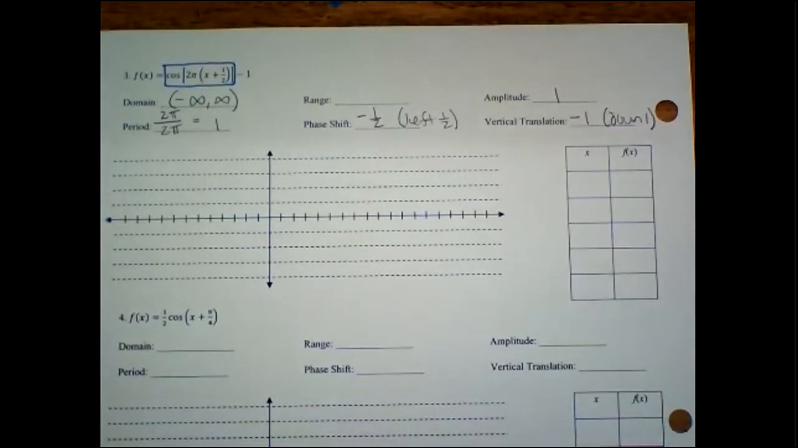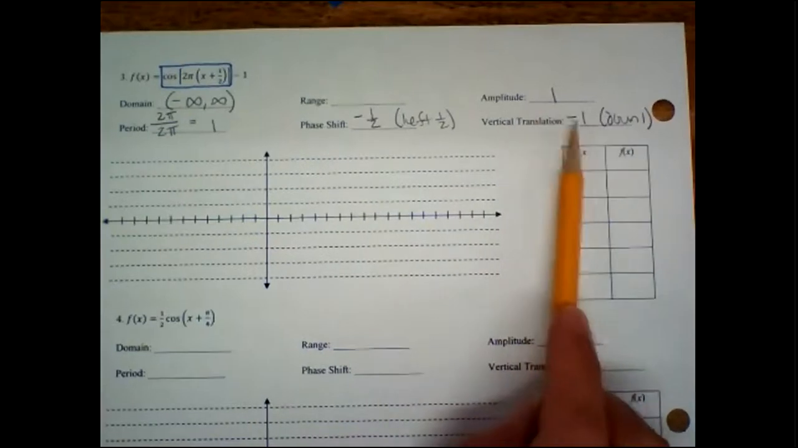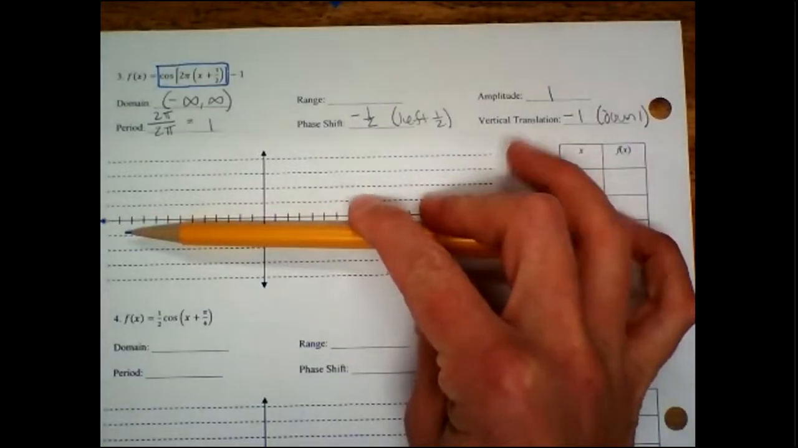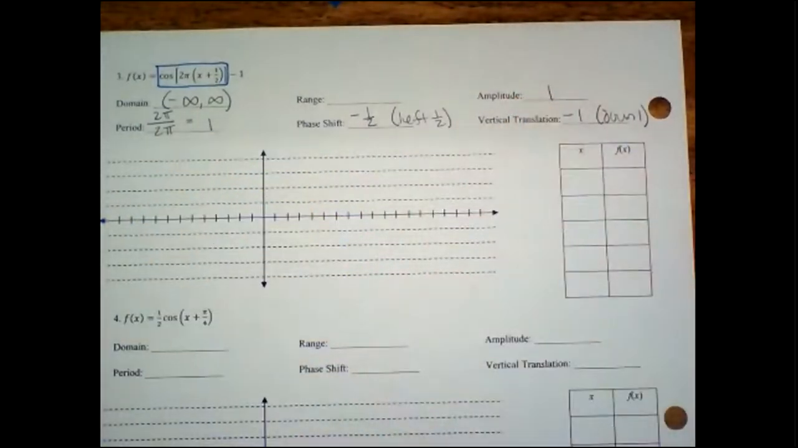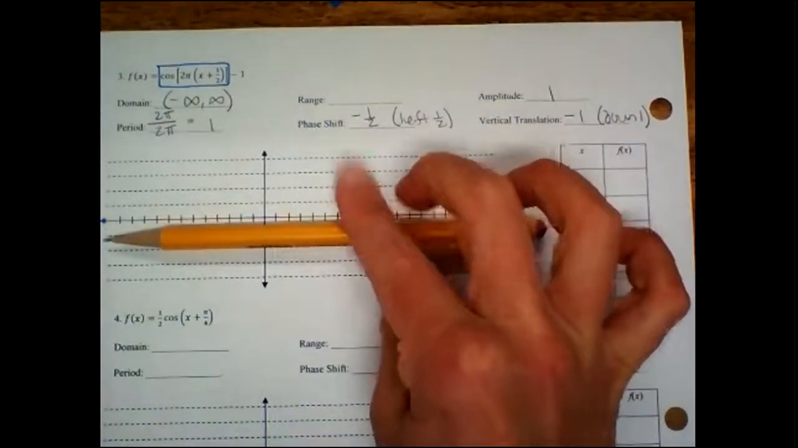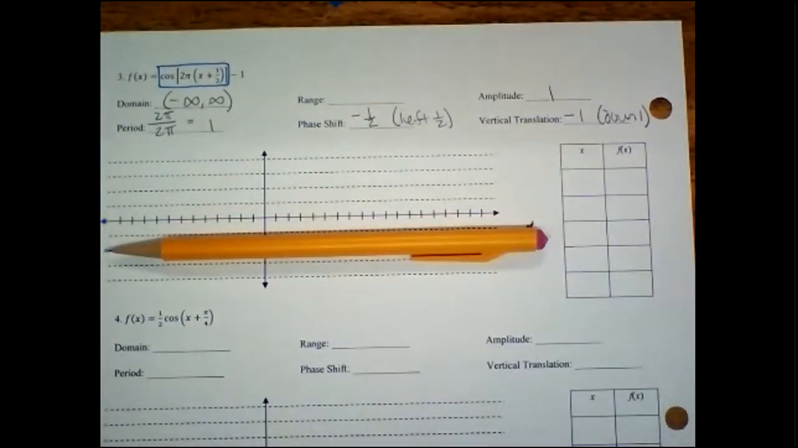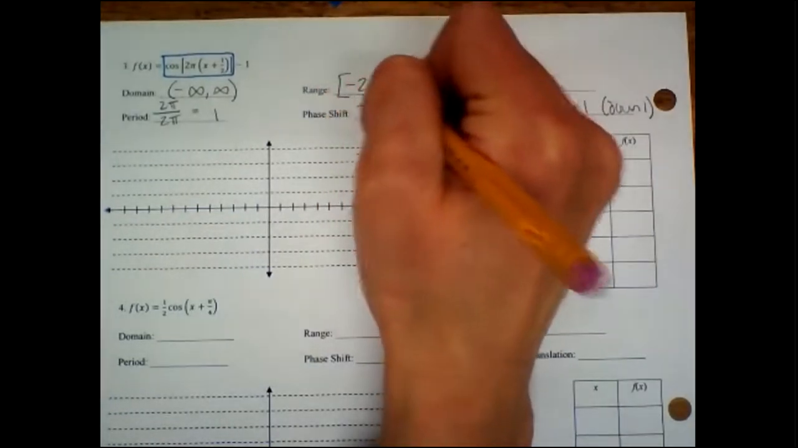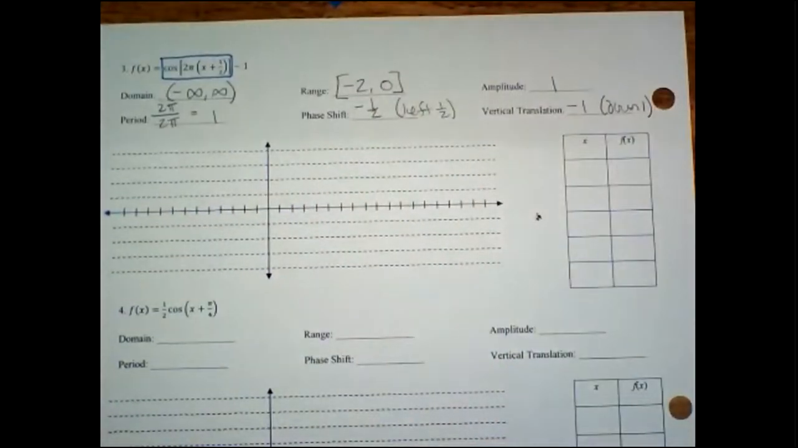So when you go to do the range, your center line is at -1. So imagine that with me. Your center line is here at -1, and your amplitude is also 1. So your center is at -1, and you went 1 unit above and below that. So what is your range going to be? Perfect. -2 to 0.